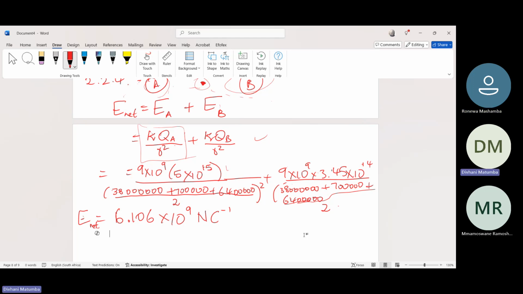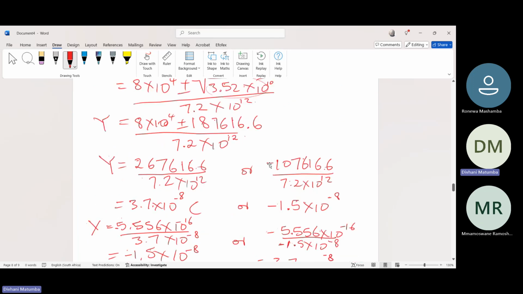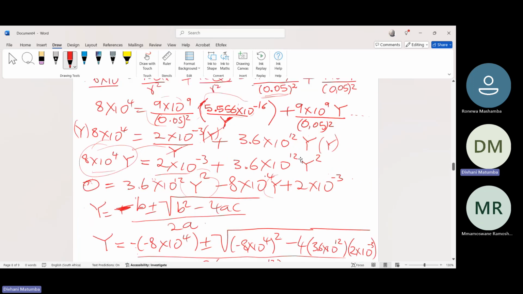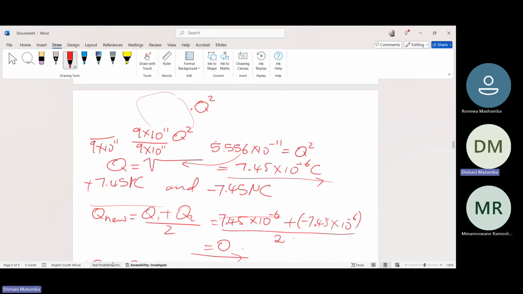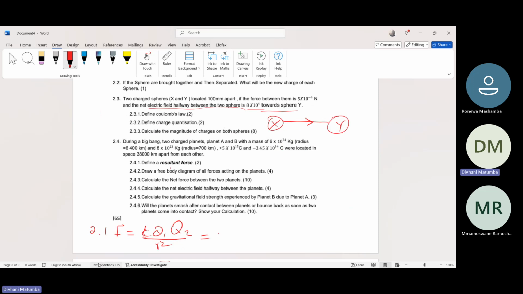Okay, perfect. Now I just want to ask Roneo, why do you think I have added the two electric fields, and also in the process of adding the two electric fields, I disregarded the signs of the charges. The other one was negative, if I'm not mistaken. Let me check. Why do you think I disregarded it when I was calculating the net electric field?